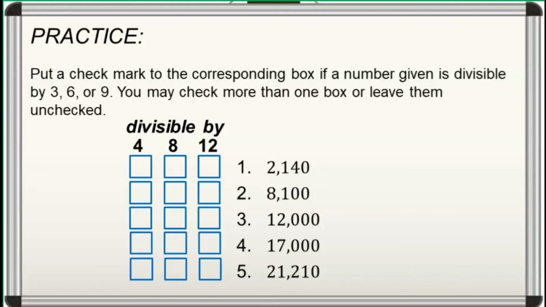For number 1, its last two digits form the number 40, and obviously, it is divisible by 4. So, the given number is divisible by 4. Looking at its last three digits, we have the number 140, and dividing by 8 will actually give you a remainder of 4. So, the given number is not divisible by 8.